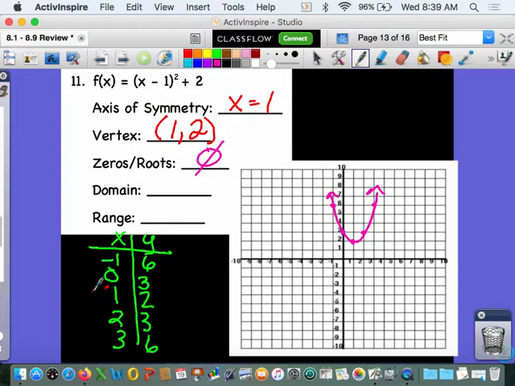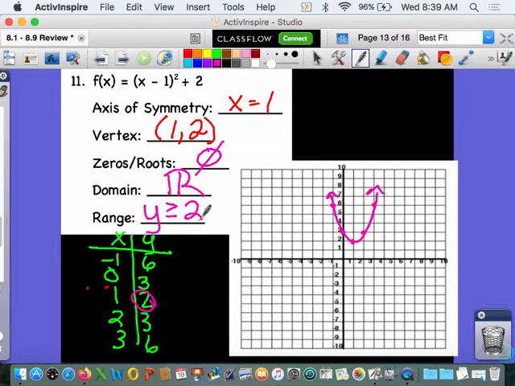Your domain is what? All reals. Why is it all reals? Because this is not a real world problem. And your range. Is it greater than or equal to or less than or equal to? Y greater than. It opens up. Greater than or equal to what number? Your Y value from your vertex, so that is a 2.